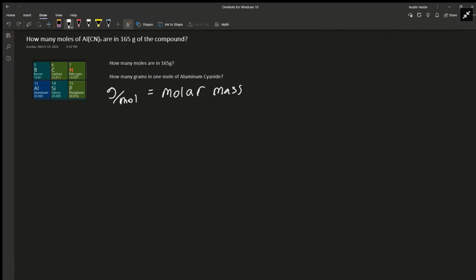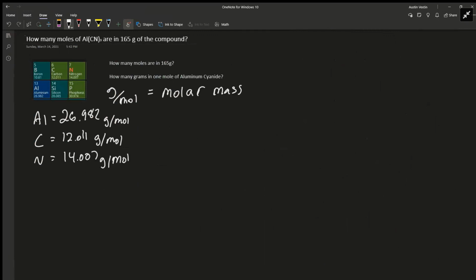We are given those, which is great. We love being given things. So let's write those down real quick. Aluminum is 26.982 grams per mole. Carbon is 12.011 grams per mole. And nitrogen is 14.007. Any kind of word problem like this, I find it super helpful to just make a list on the side of all the things that you know, all the things that were given.